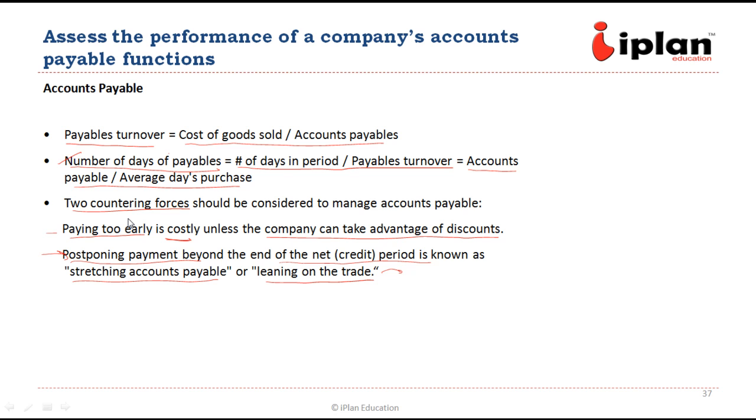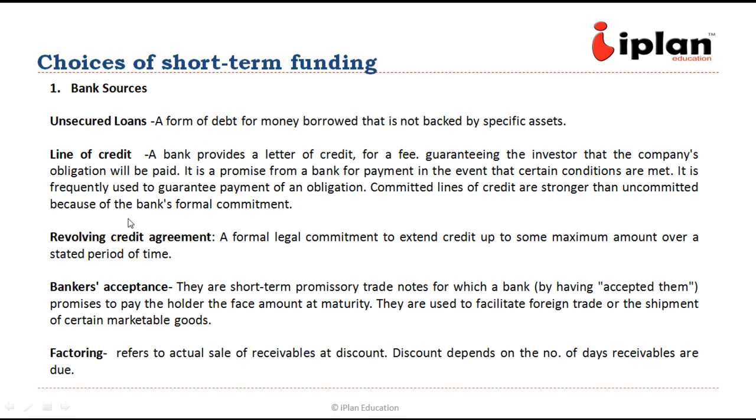Now let us move to the next slide. What are the choices of short-term funding? So if we require cash in short term, what are the instruments available? Firstly, we'll look at the bank sources. One of the most common is unsecured loan, when we take debt from the bank, but we are not keeping any assets as collateral to the bank.